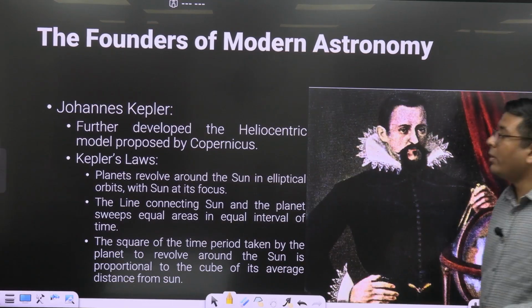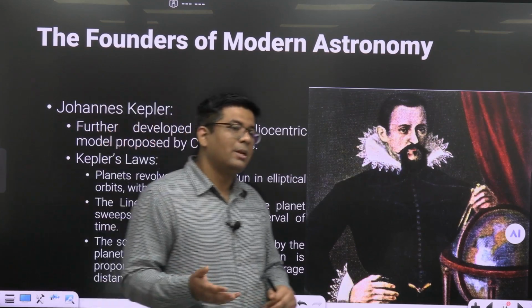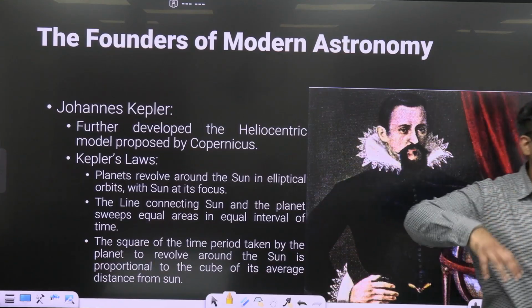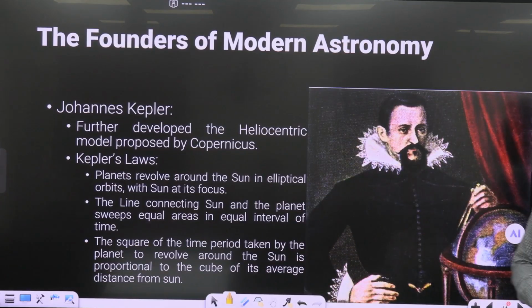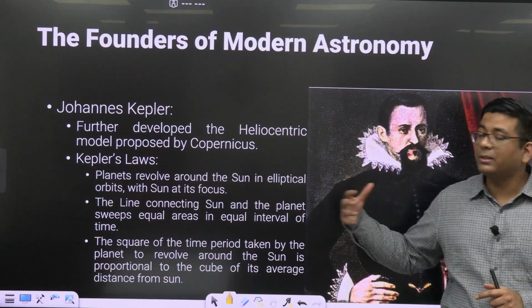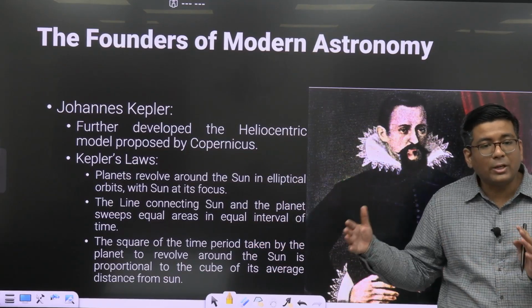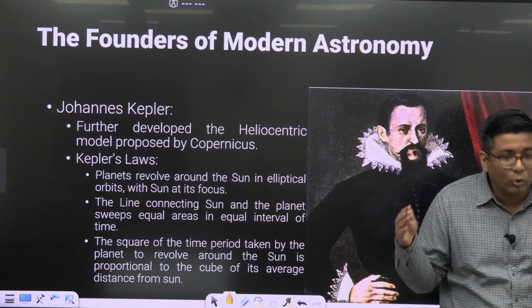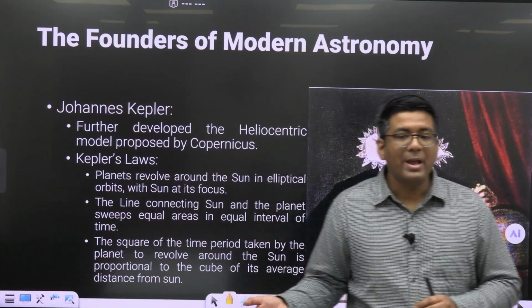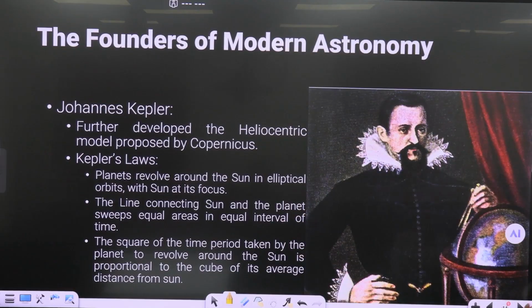Now going to Johannes Kepler, or for some of you Johannes Kepler, he basically was the one who gave certain laws about the movement of the planets around the sun. Okay, they are basically known as Kepler's laws. So he basically further developed Copernicus's theory. So that is why this particular heliocentric model of the solar system is also called the Copernican model. Okay, and based upon that, Johannes Kepler gave 3 different laws.